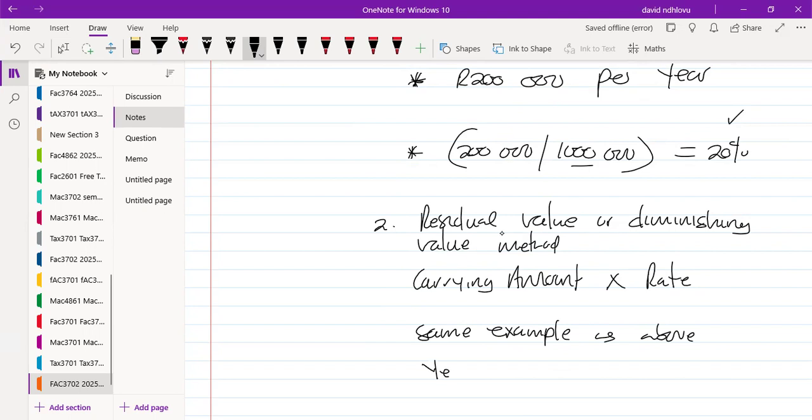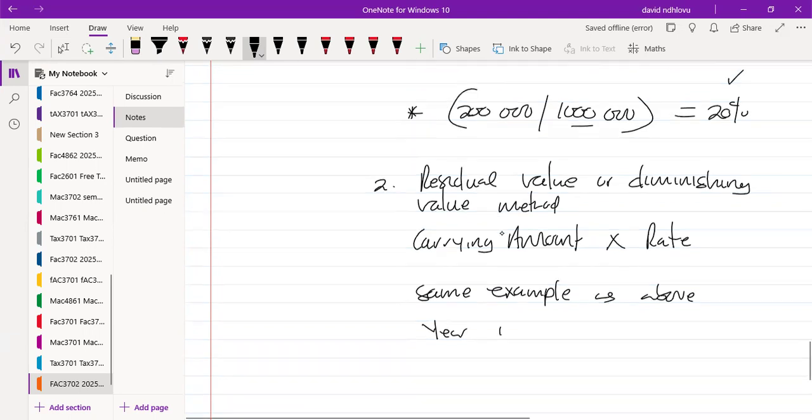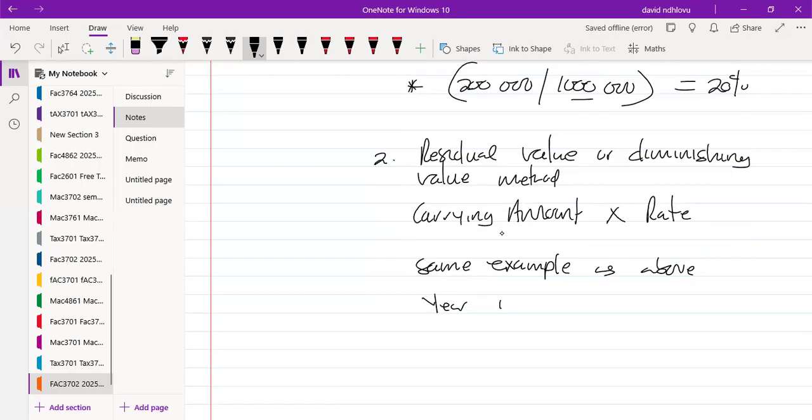In year number one, my depreciation will be calculated as the 1 million, which is the original cost, less any accumulated depreciation. The asset was bought at the beginning of year number one. There was yet no depreciation at that particular point, so depreciation will be zero. We have already determined, let's say, that the rate is 20%. So assuming a rate of 20%, my depreciation will be 200,000 a year.